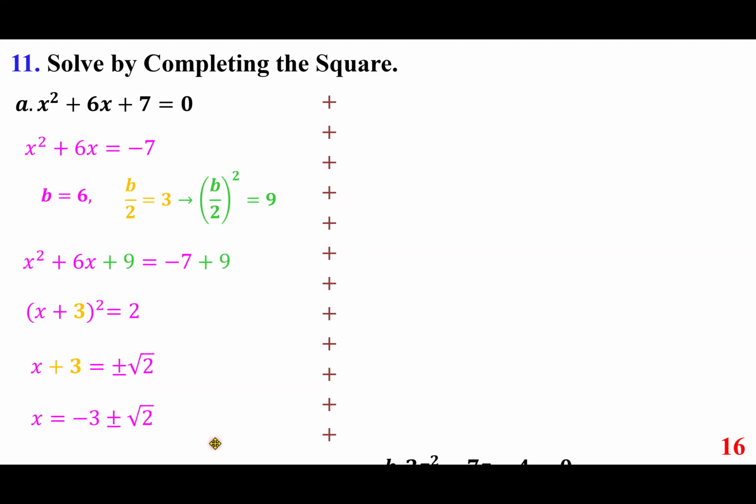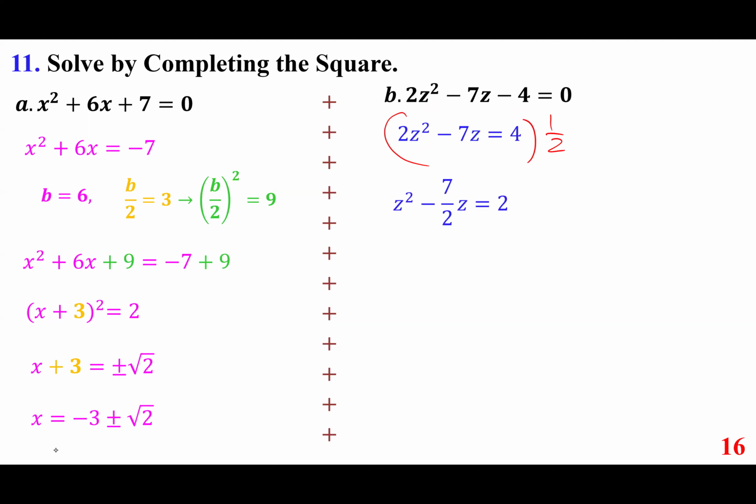2z squared minus 7z minus 4 equals 0. We need to do a couple of things. We're going to move the constant. We make it positive 4 on the other side. And we want to make sure a is 1. So divide both sides by 2. Divide this one by 2, you get z squared. This one, minus 7 halves z, this one is 2. Divide both sides by 2.